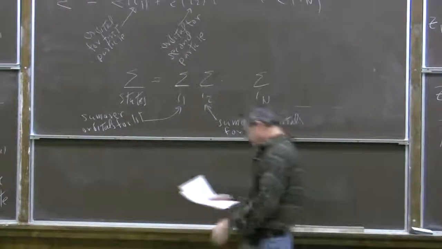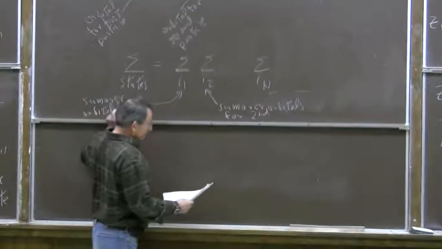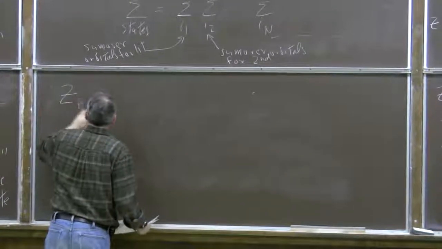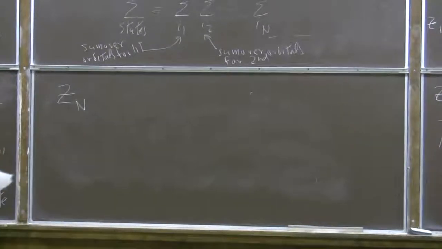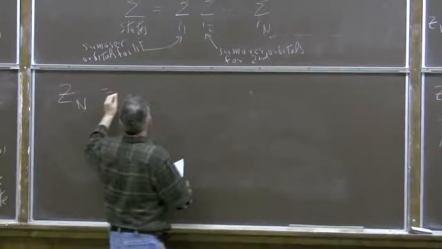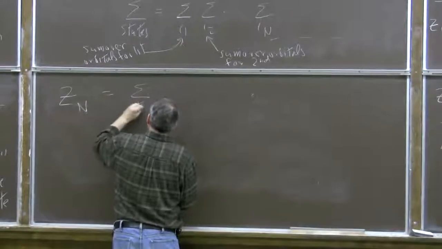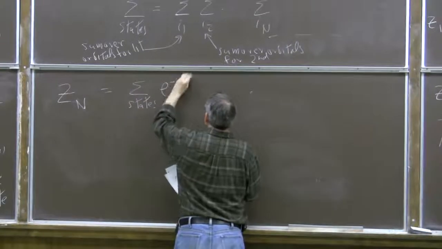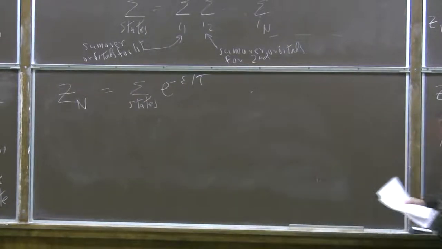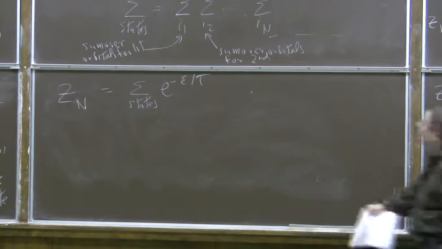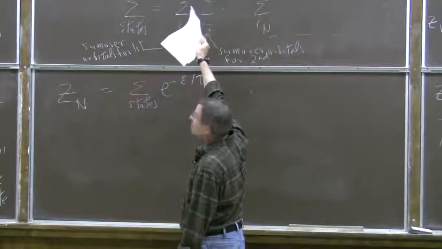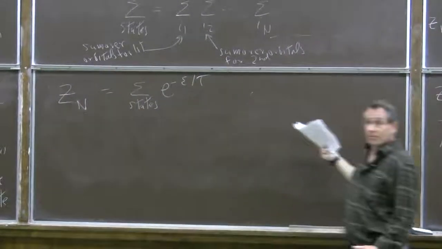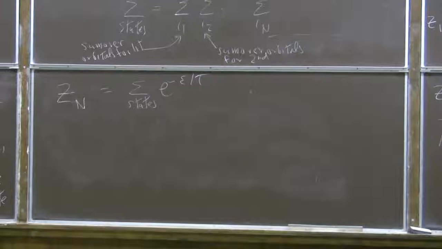So I want to evaluate the partition function. I'll call it z sub n, because it's the partition function for n particles. So that means summing over all the states of the Boltzmann factor, e to the minus e over tau. Well, e is this sum of the energies of each one of the particles. So that exponential of a sum can be factored into a product of exponentials.